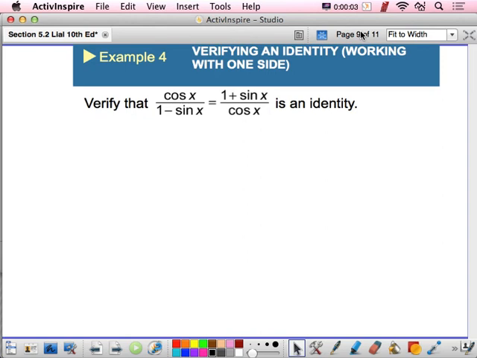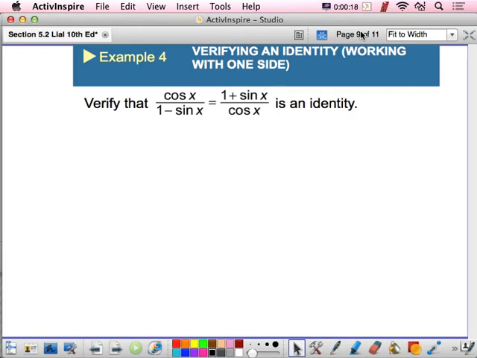Okay, for this example, we want to verify that cosine of x over 1 minus sine x, that's one big fraction, equals 1 plus sine x all over cosine of x. This is the first one we come to, I think, that are absolutely equal, left and right.